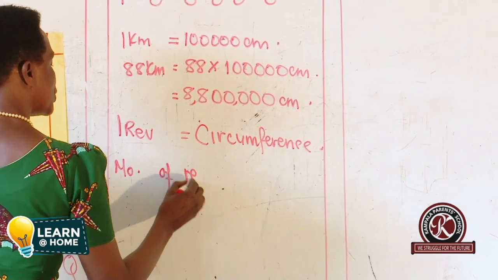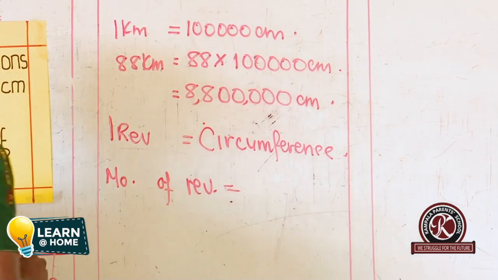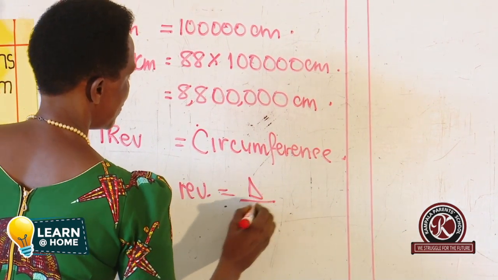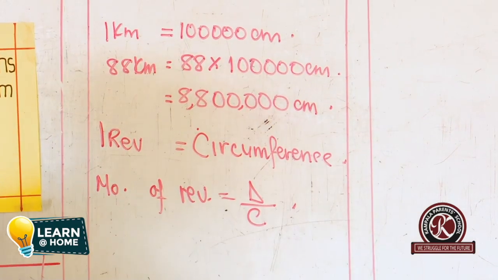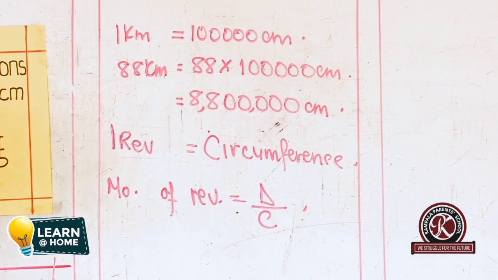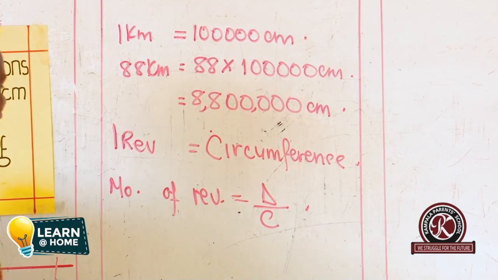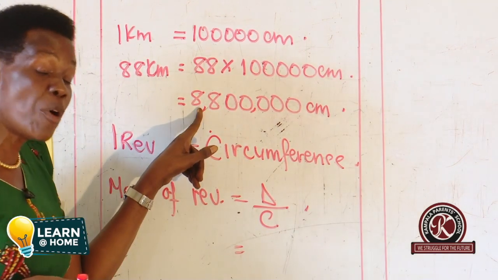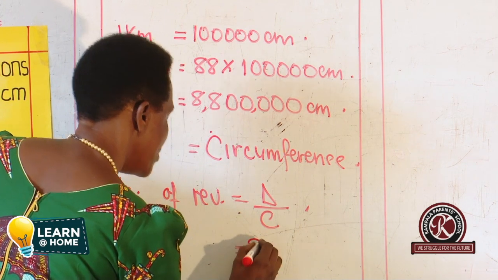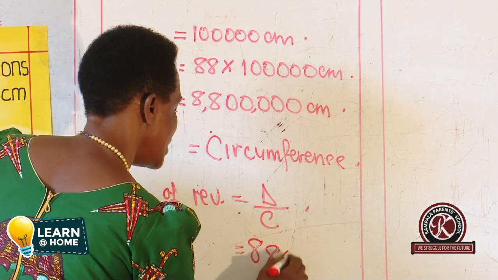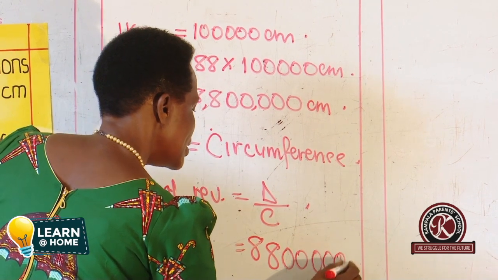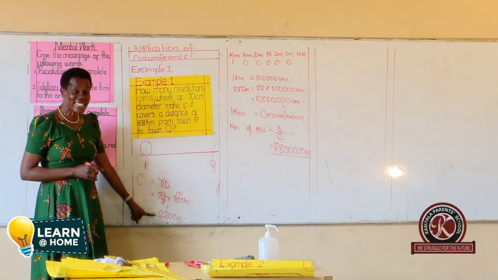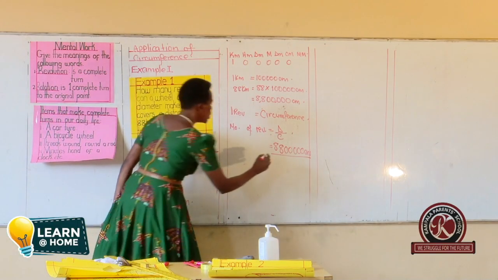So now, we are saying number of revolutions equals distance divided by circumference. Number of revolutions equals distance divided by circumference. What do we do here? We say now what is our distance? Our distance is now in centimeters, which is 8,800,000 centimeters. Divide by the circumference, which is 220 centimeters.